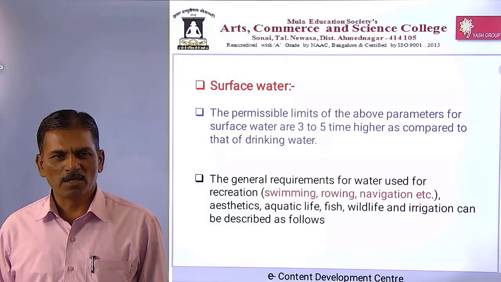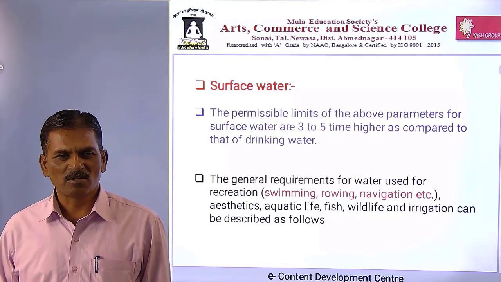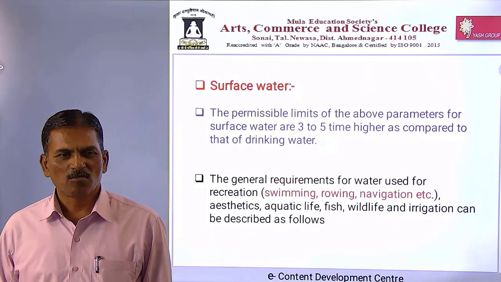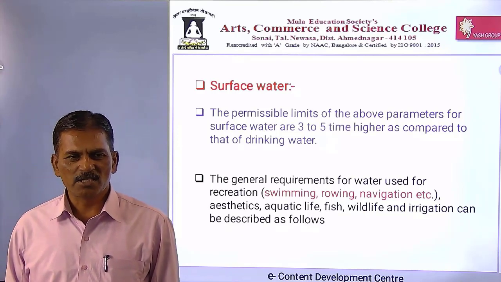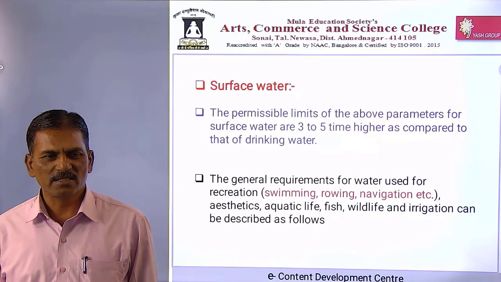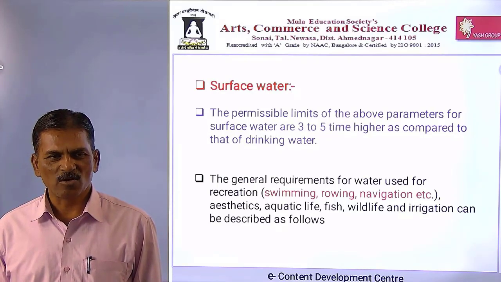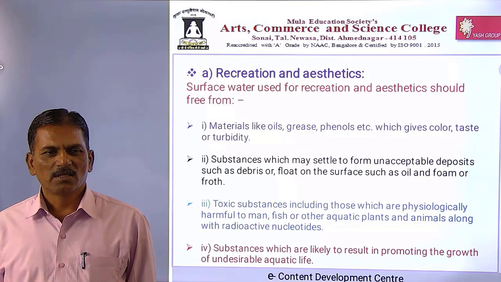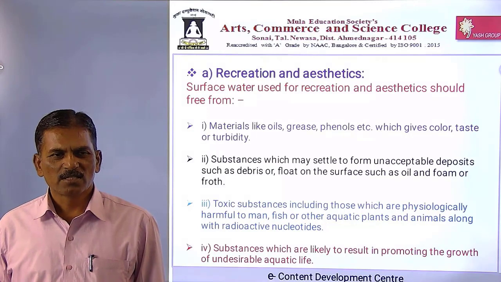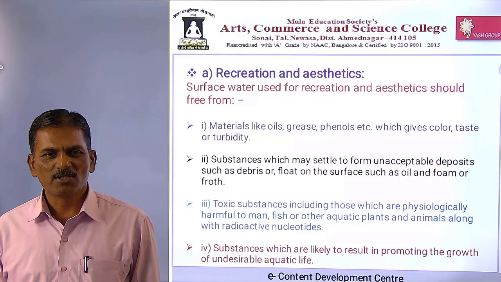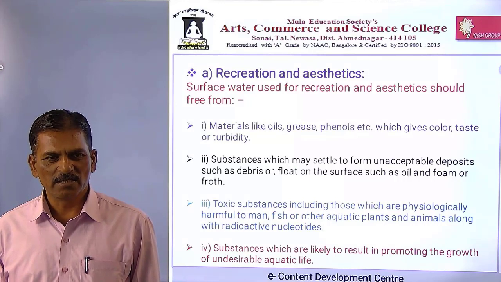The permissible limits for the above parameters for surface waters are 3 to 5 times higher as compared to that of drinking water. The general requirements for water use for recreation, that means swimming, rowing, and navigation, aesthetics, aquatic life, fish, wildlife, and irrigation can be discussed as follows. Recreation and aesthetic water: surface water used for recreation and aesthetics should be free from, number one, materials like oils, grease, phenols, etc., which give color, taste, and turbidity.